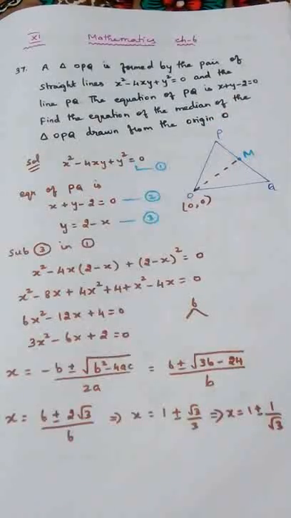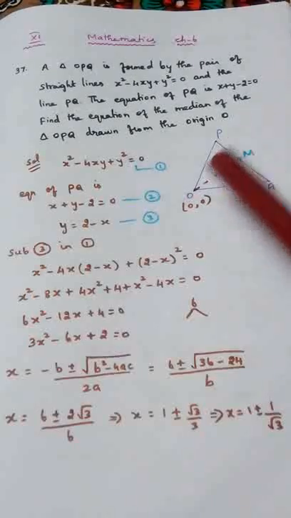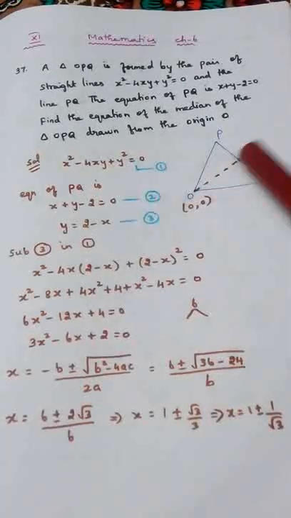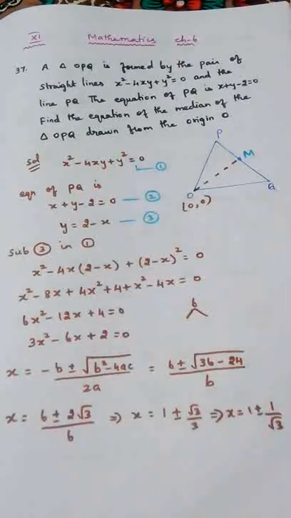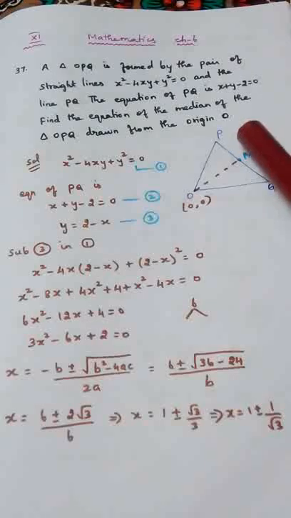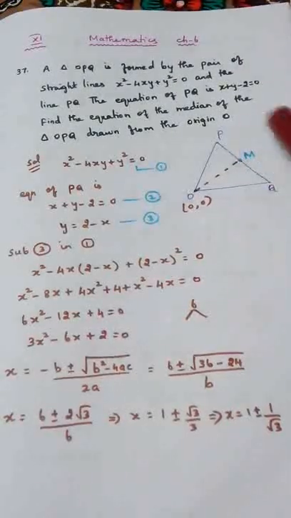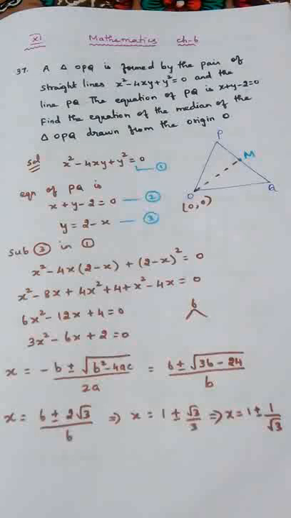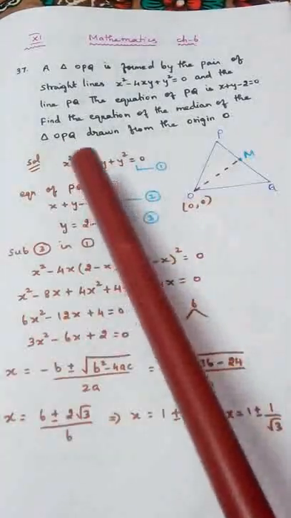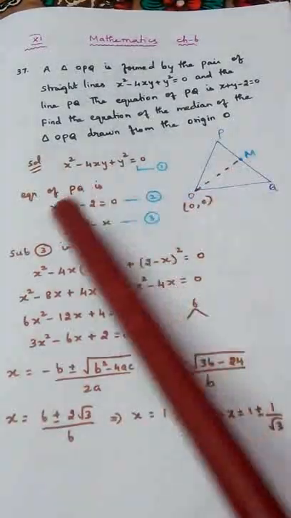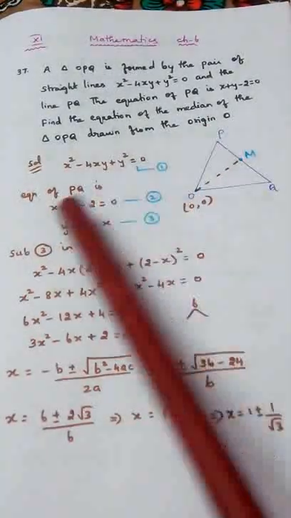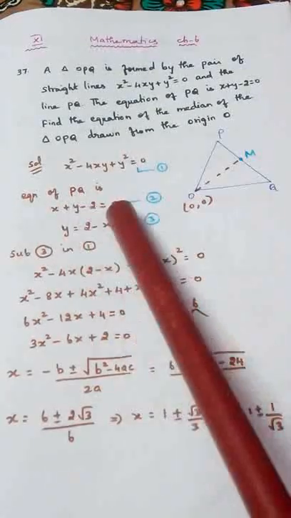If we want to find the equation of the straight line OM, we know O is 0, 0. So my aim is to find M. If I am able to find the coordinates of M, then I can use the two-point formula to calculate the equation of the line OM, which is called the median. Hope you understand. We start with this, the combined equation of these two lines. And what is this? The equation of PQ.